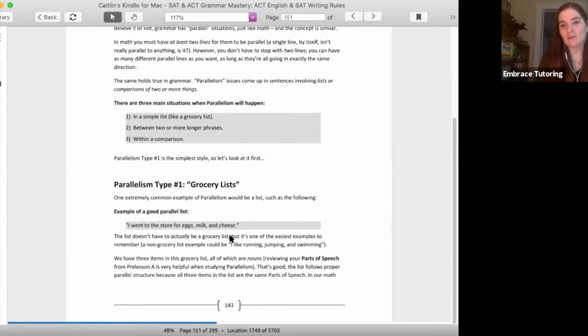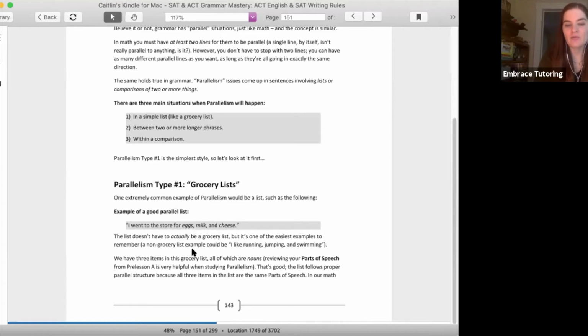Eggs, milk, and cheese are the items on my list. The list doesn't actually have to be a grocery list with bullet points where you say, this is what we need. It can be a list like this, where you're listing items using commas in a series. It's one of the easiest examples to remember.